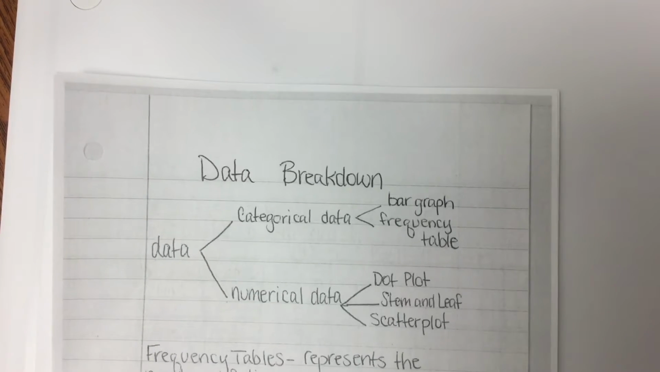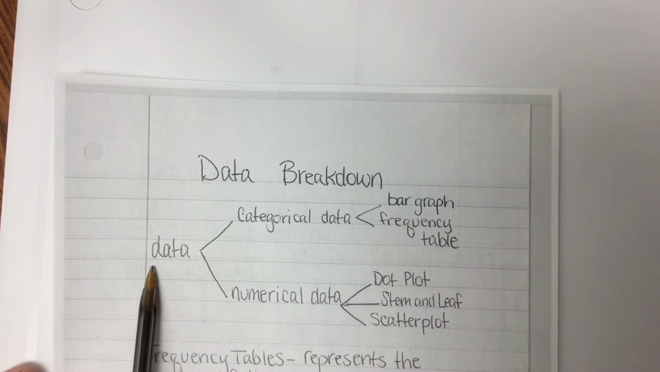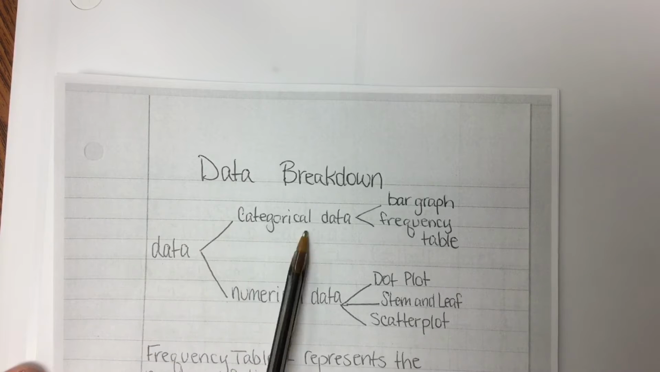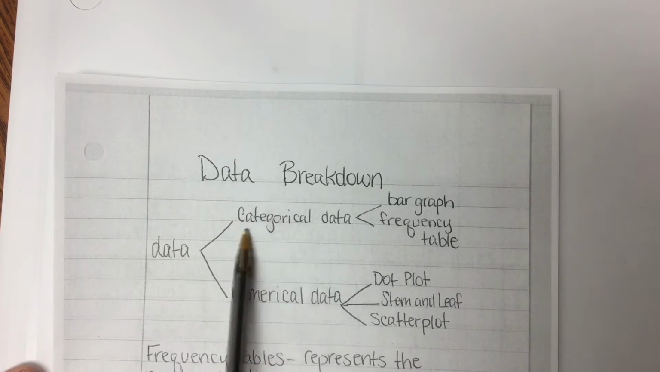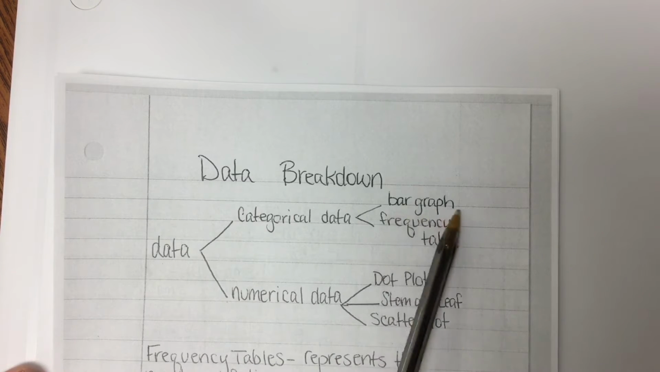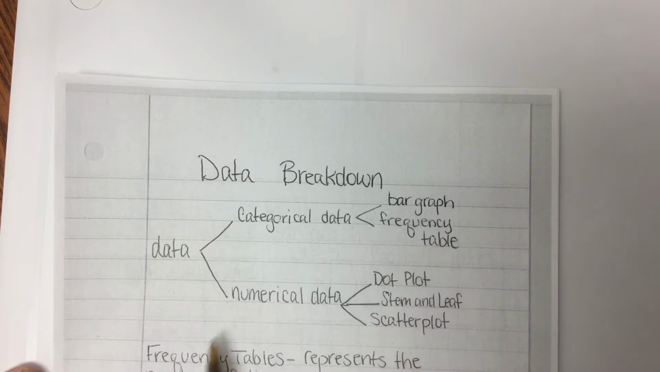Okay, so we're going to look at all the different types of data today. The data breakdown is that when we're looking at data, there's categorical and numerical data. Categorical data is usually represented with a bar graph or a frequency table. Numerical data is usually represented with a dot plot, stem and leaf, or a scatter plot. So we're going to look at the different types.